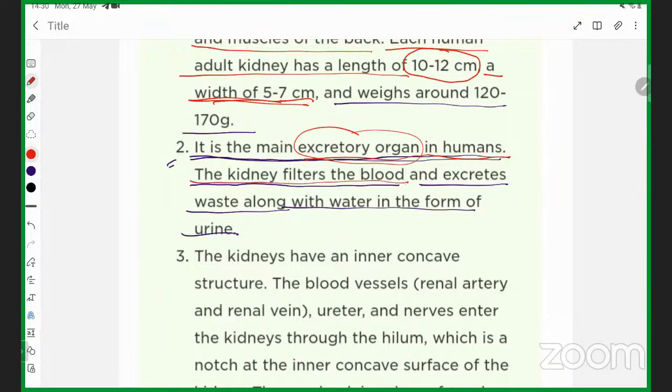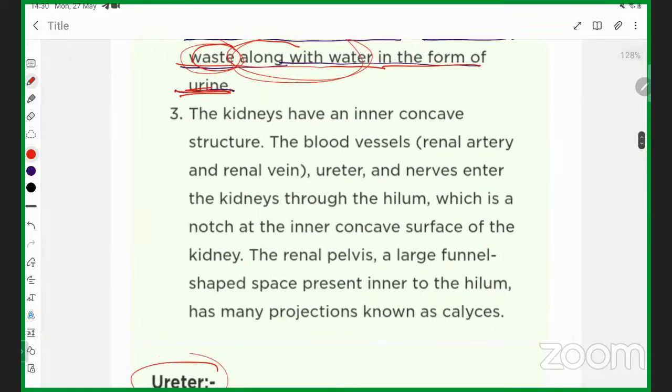The kidney filters the blood. What is the kidney's role, students? It filters the blood and excretes the waste along with the water in the form of urine. So it is excreting the waste. What are the wastes? It can be nitrogenous waste, students. How is it excreting? Along with the water in the form of urine. So with the urine, it is getting excreted.